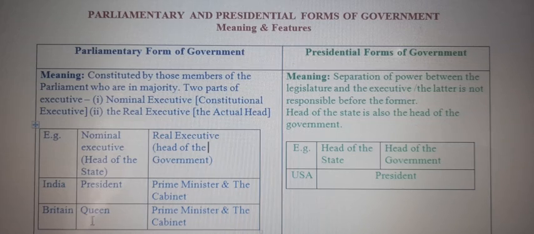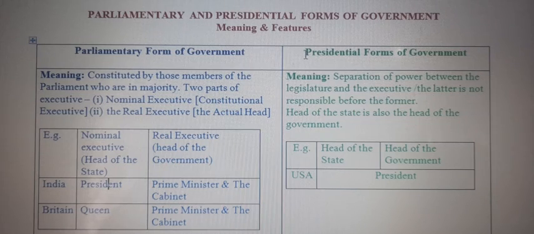In Britain as well, we have two parts of executives. Nominal executive, the monarch, the queen at present, and we have the real executive, prime minister and the cabinet. So we saw that in parliamentary form of government, there are two parts of executive. One is just for namesake, nominal executive, and the other one is real executive, who is the real head of the government. So in India, we have president and prime minister. In Britain, queen and the prime minister.